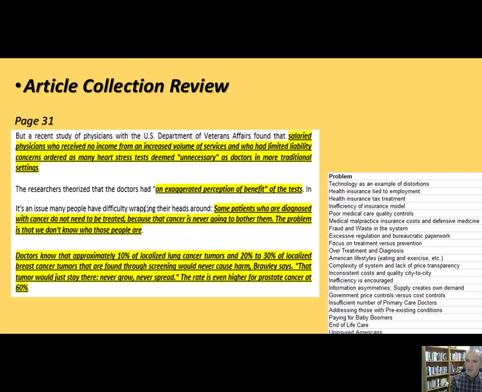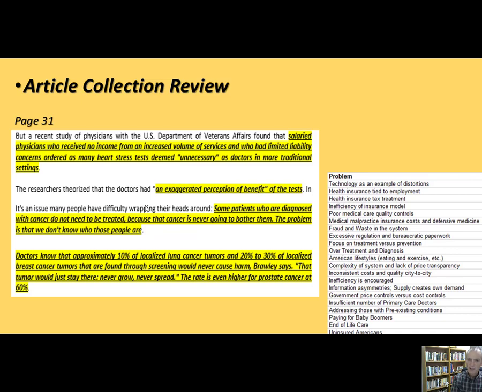An exaggerated perception of benefits of the tests. So we always feel good, right? I've been in that position several times. Well, let's run some tests just to be sure. You're saying, are you running tests to be sure, or are you running tests so that you can bill me more? Do I really need the test? Is it really going to tell you something?